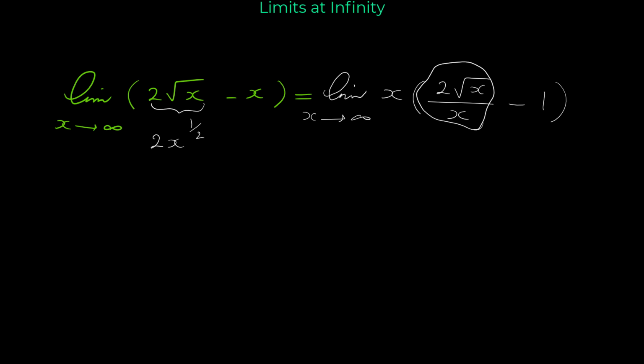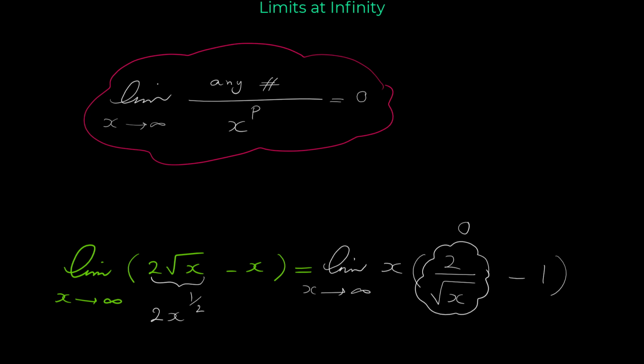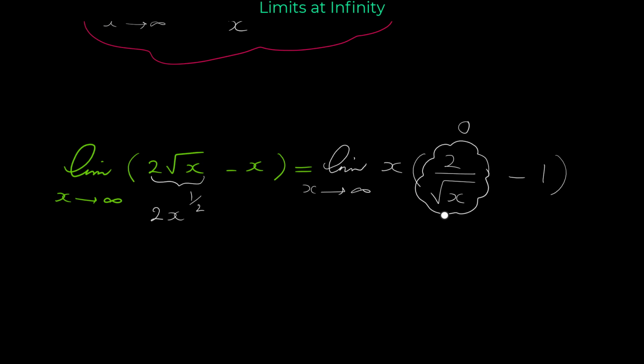So by factoring x, we get 2 radical x over x minus 1. And when we simplify this expression, it can be written actually as 2 over radical x. And now, because x approaches infinity, the limit of this part is 0. Remember, the limit of any number over x to any positive power. Radical x in the denominator is x to the 1/2. So the limit of any number over x to any positive power is 0.